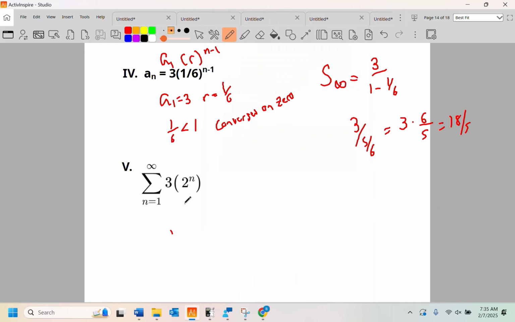All right, so this one, there's your ratio. It's 2. 2 is bigger than 1. The goal is to be less than 1. Does not converge.